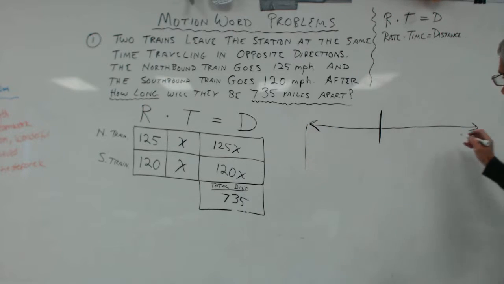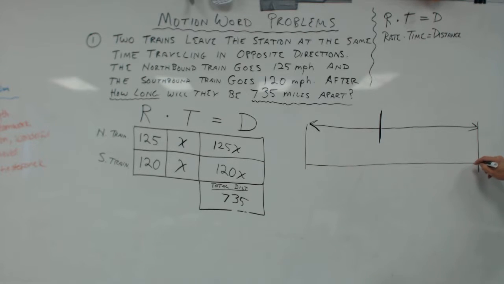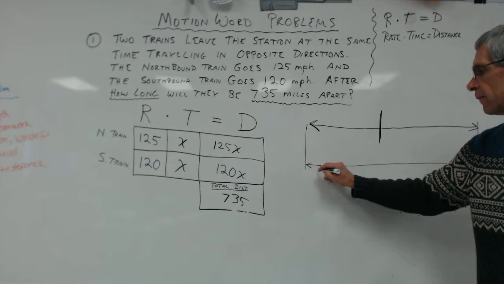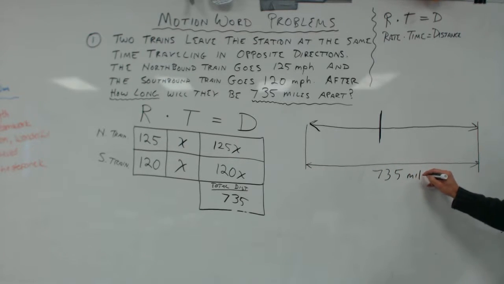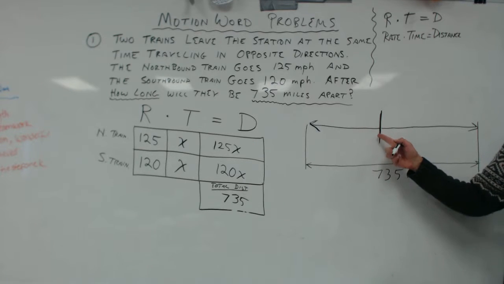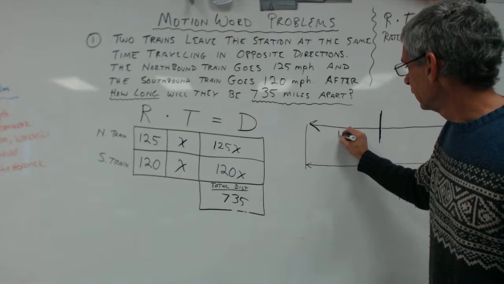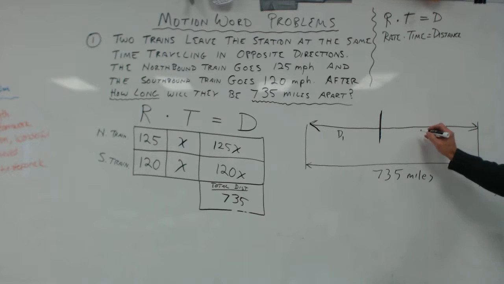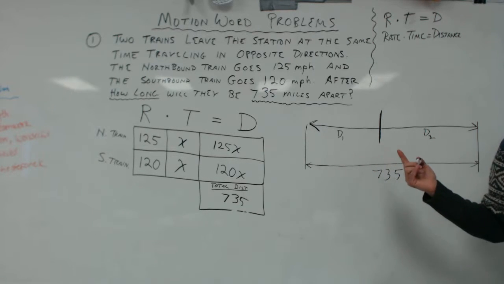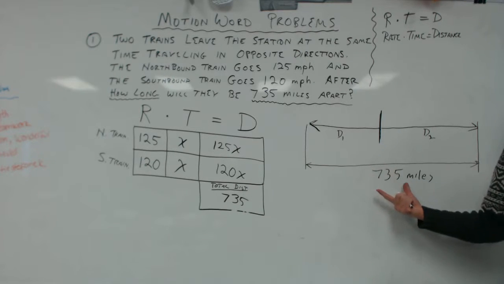So what is the distance when they're done? The final distance? 735. We know all the way from here to here is going to be 735 miles, right? This is the distance of one train. We'll call this D1, distance 1. And from here to here is distance 2. Each train has their own distance. I don't know what it is, but what kind of equation could I create from this picture?